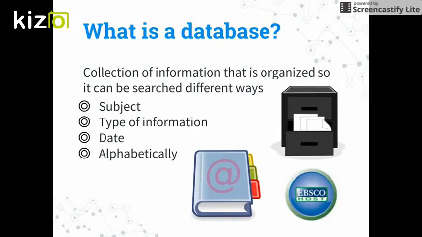For example, when you use the Contacts app on your phone, that is a database. The information there can be searched by someone's first name, someone's last name, or you can have different groups set up that you can search as well. So the databases we'll use today are online research databases, and that's going to help us find information for our project.